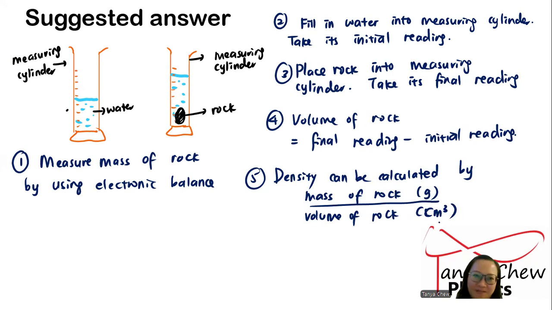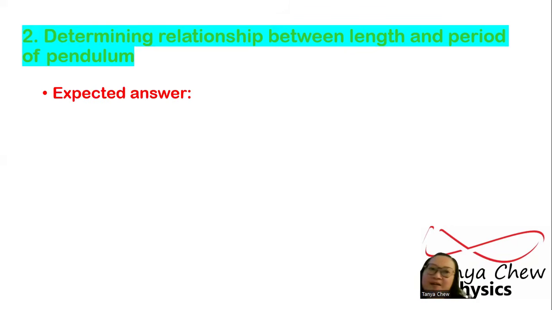That's it. Right. So the safety precaution is that you use the measuring cylinder with the correct scale. Right. And then make sure that if you want to repeat your experiment, the rock that you retrieve from the water inside the measuring cylinder must be dried out first before you place it on the electronic balance. That's all. Right.